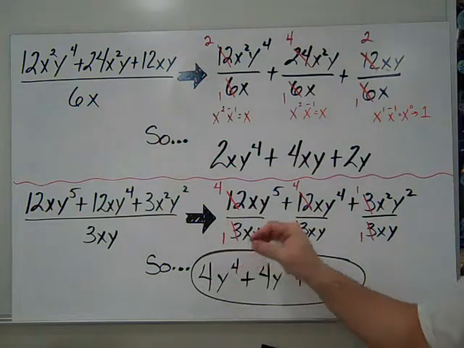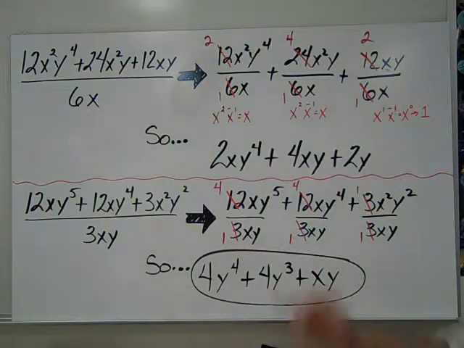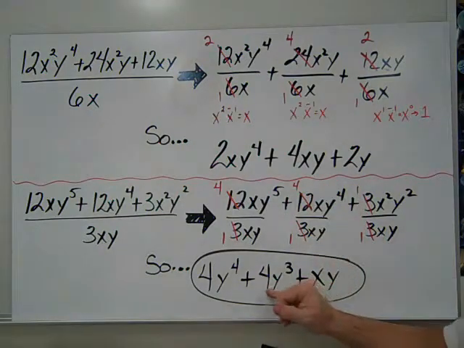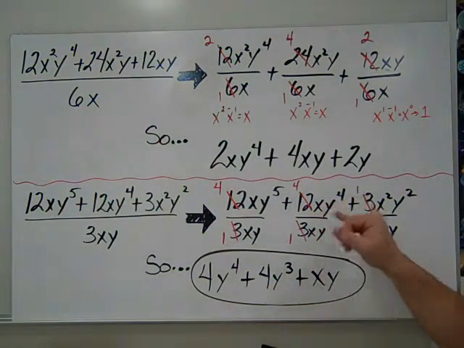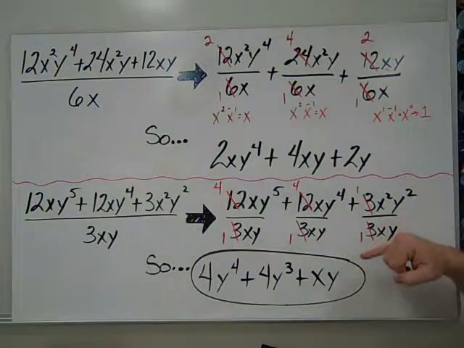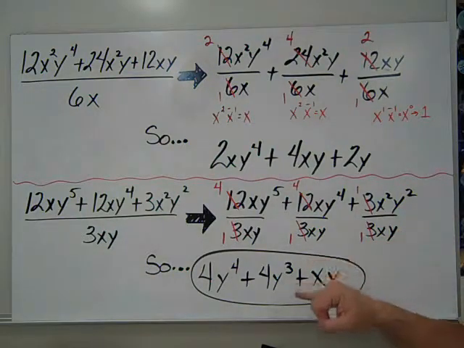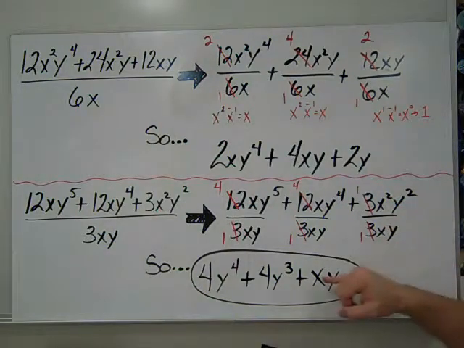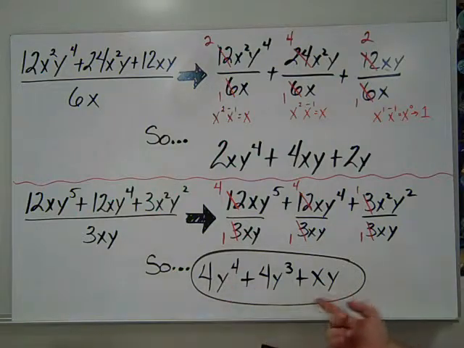Our x's cancel out. We have y to the 4th, 5 minus 1. In our second part, 3 into 12 again leaves us with 4. Our x's go away. Y to the 4th minus y to the 1 leaves us with y cubed. Our last part, our 3's go to 1. So we, again, do not have to put the 1 there. We do have an x squared over x. 2 minus 1 leaves us with x. 2 minus 1 leaves us with 1y. So our answer for this is 4y to the 4th plus 4y cubed plus xy.